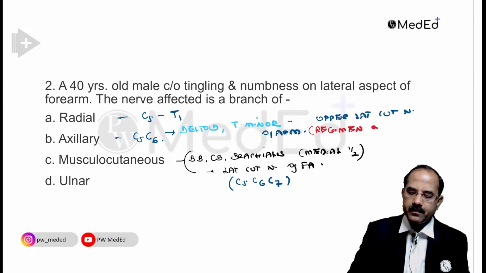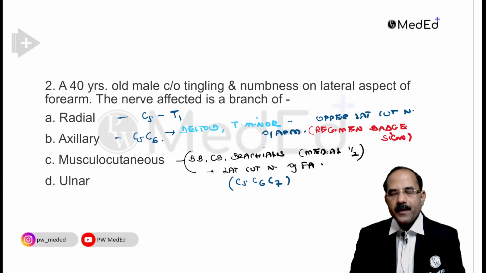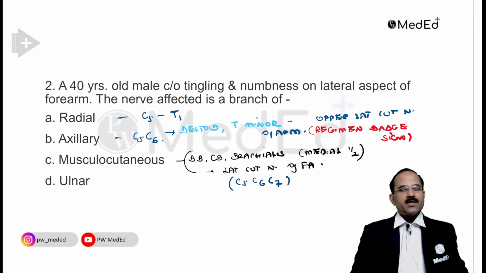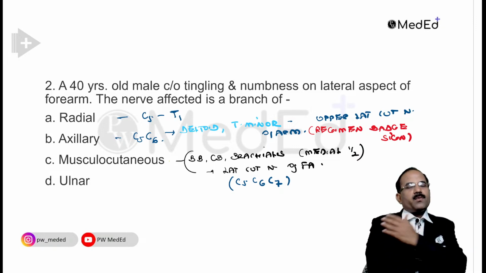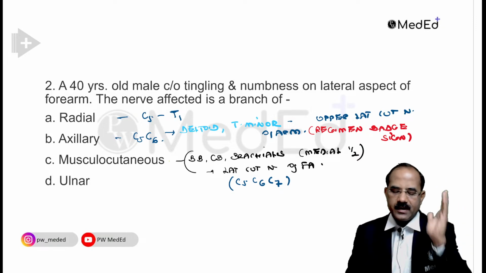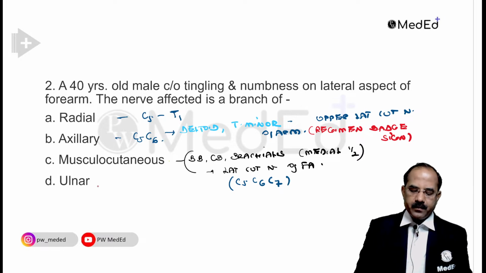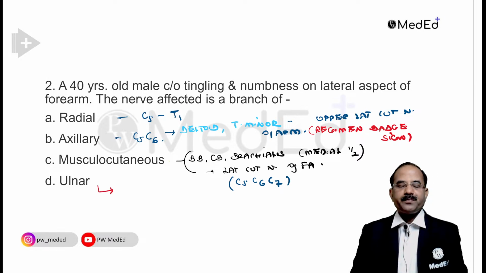Regimen batch sign. So injury to the upper lateral cutaneous nerve of arm, there's a loss of sensations here, and this is what we call as the regimen batch sign. Perfect. What is the root value of ulnar nerve?